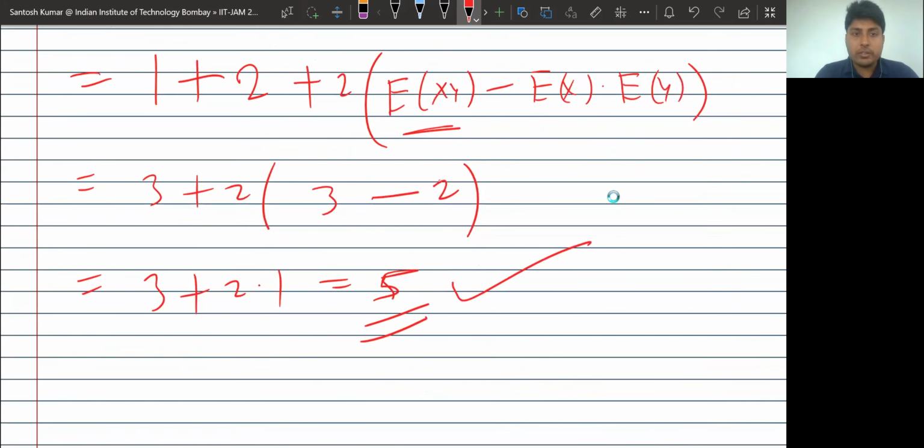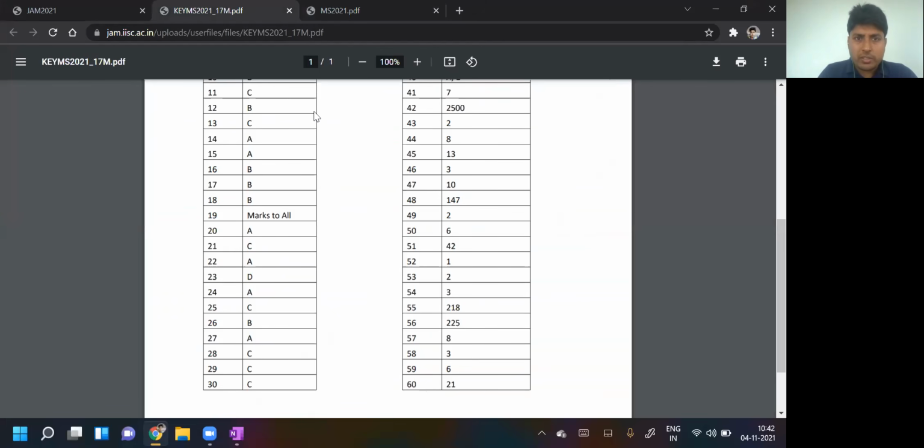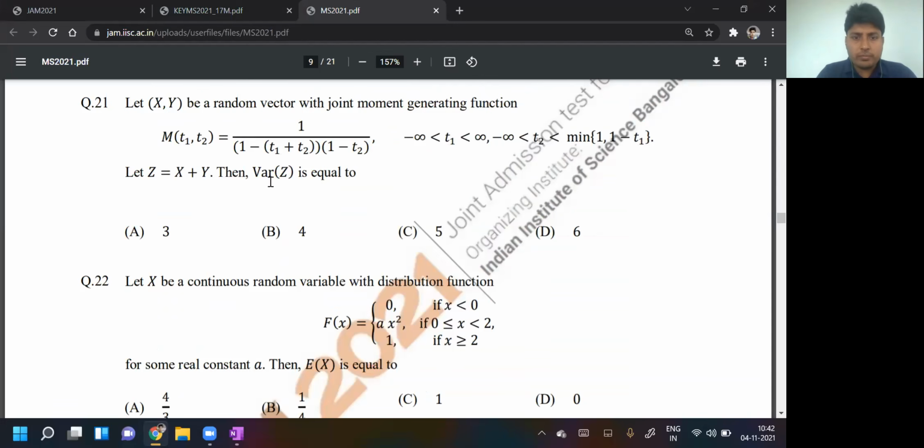So let's check. It's question 21, C option is there. We have the answer key. So 21, C option is there. So 21 answer is C. So here answer is option C.